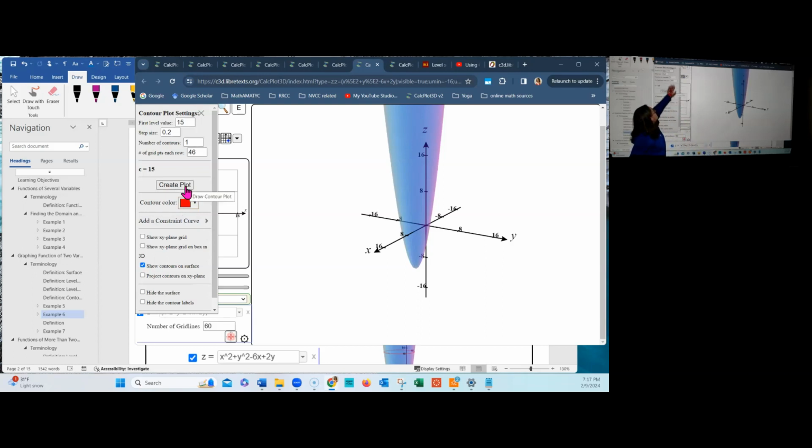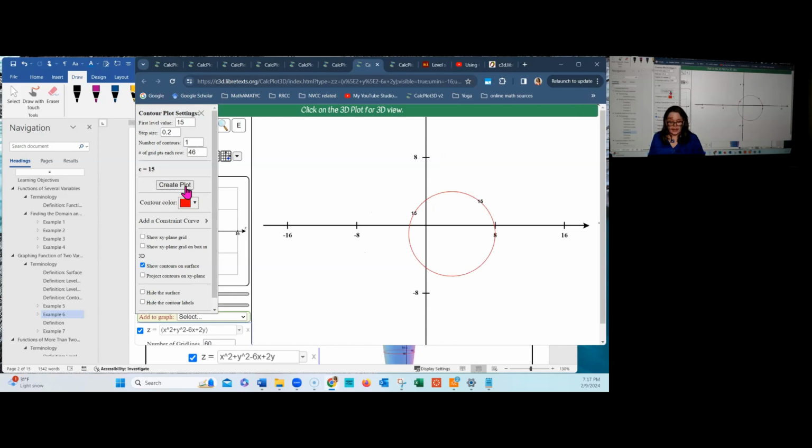Notice that I set the level value, the first one, to be 15, and I told it to plot one contour line. It doesn't matter how far apart they are, because I'm only going to plot one when C equals 15. And that will give me that exact level curve. Creating the plot gives me the plot that you see here.